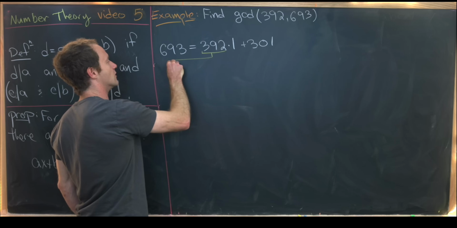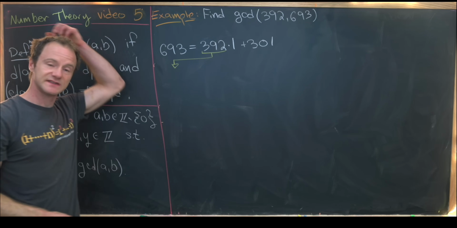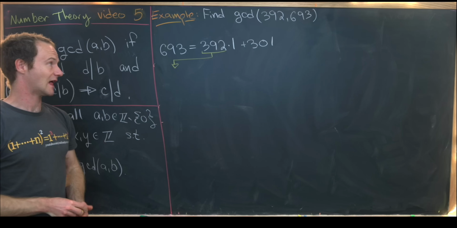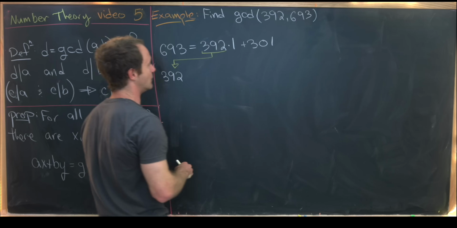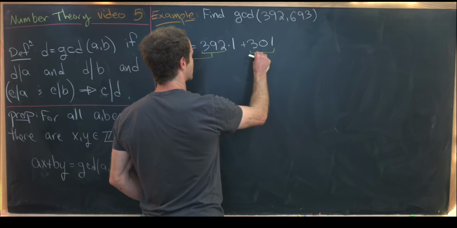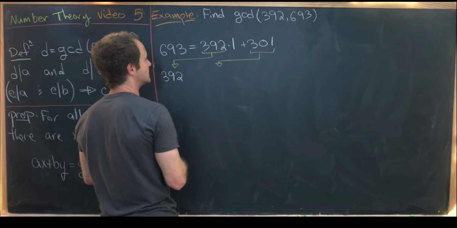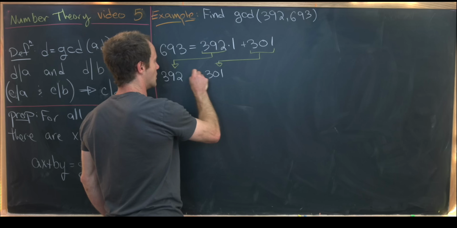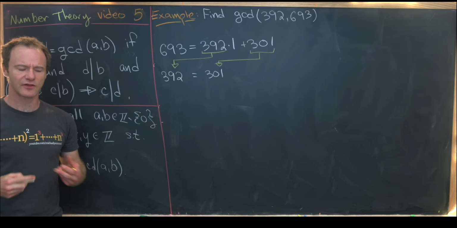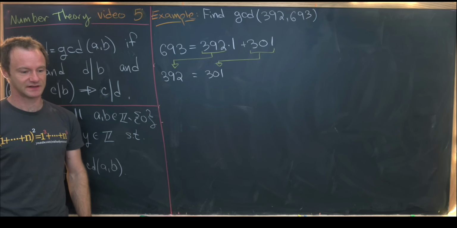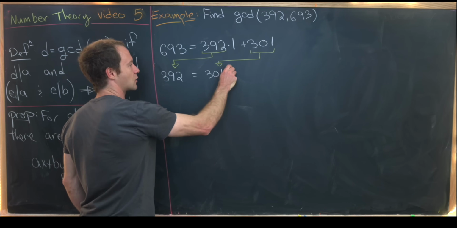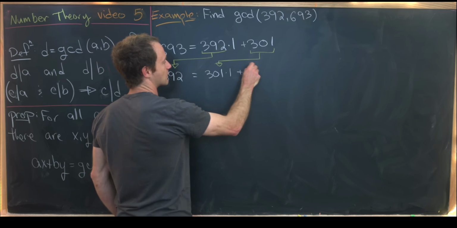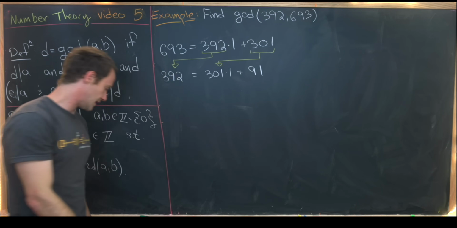Okay, from here, 392 will move over here and play the role of 693 in our last step. So let's move that here, 392, and we need to divide that by our previous remainder, so that's going to be 301. So that's how the roles are changing from one step to the other. Okay, but this is an easy division problem. Our quotient is 1, and then our remainder is 91.